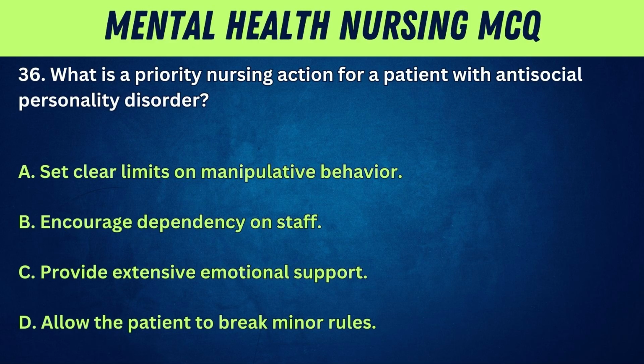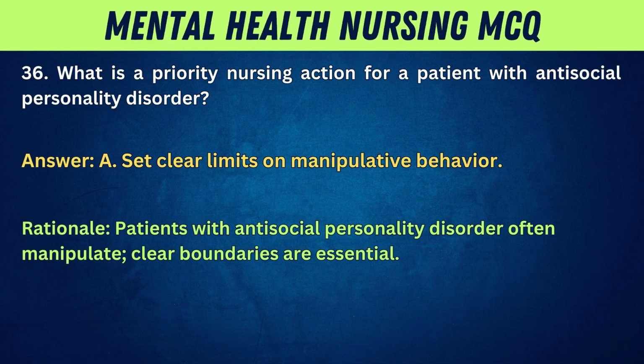36. What is a priority nursing action for a patient with antisocial personality disorder? A. Set clear limits on manipulative behavior. B. Encourage dependency on staff. C. Provide extensive emotional support. D. Allow the patient to break minor rules. Answer: A. Set clear limits on manipulative behavior. Rationale: patients with antisocial personality disorder often manipulate. Clear boundaries are essential.